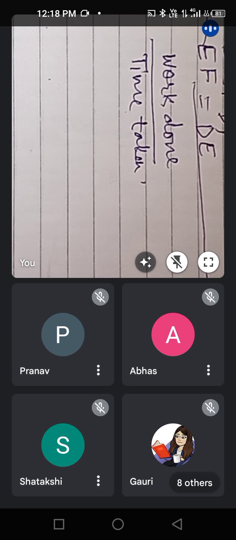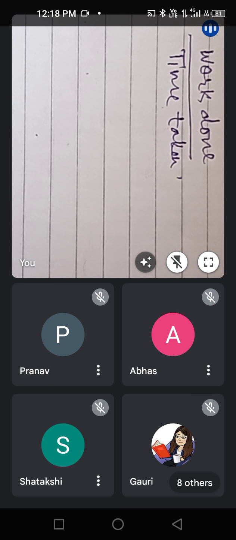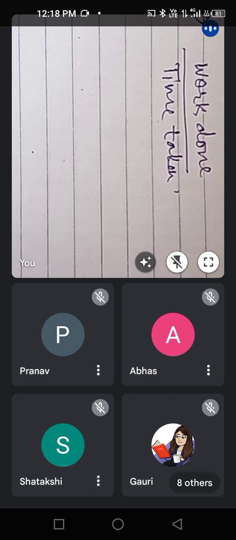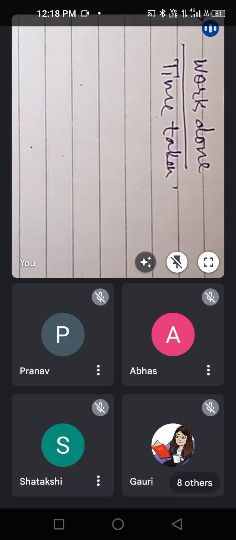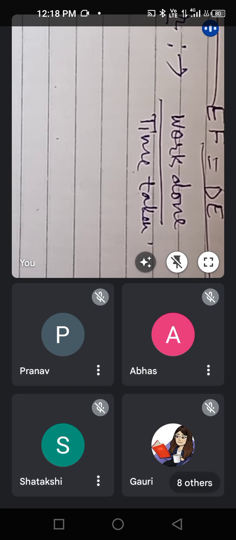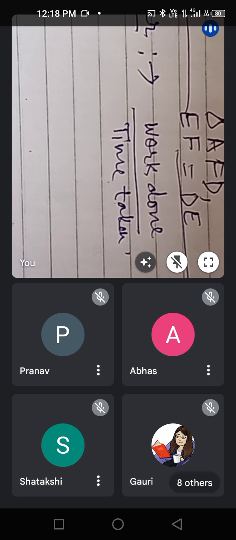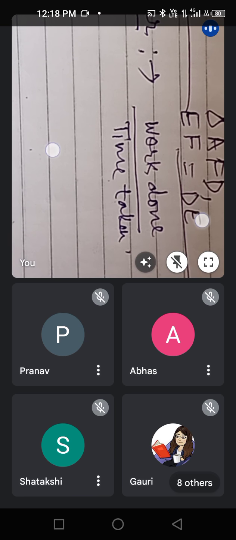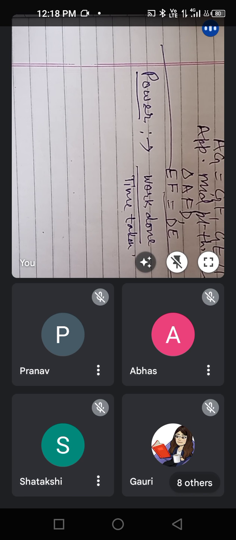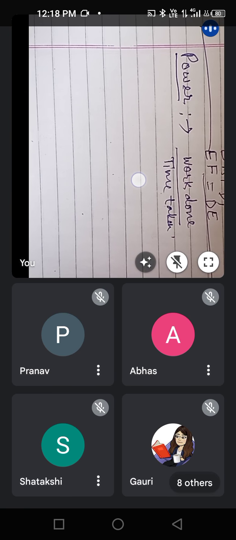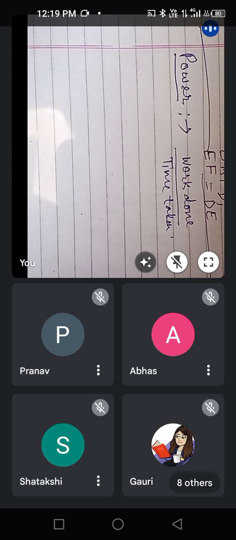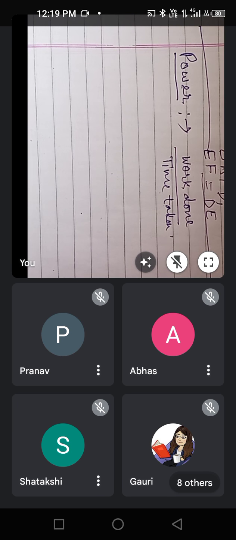So you see that power is equal to rate of doing work, and power is equal to work done upon time taken, right? Whatever is the work done upon the time taken will be called power. Is it clear now? Now write down a numerical.